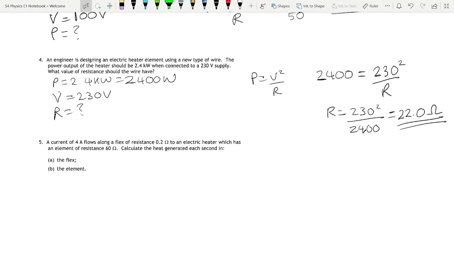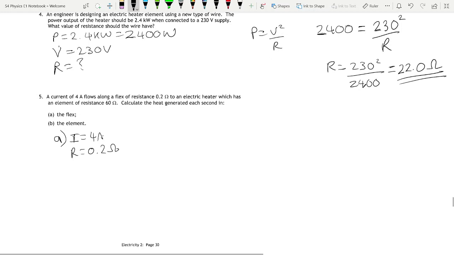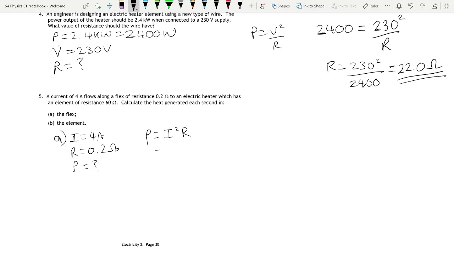But to do that, we need to know the power first of all. So for part A, the flex, we've got a current of 4 amps. The flex has a resistance of 0.2 ohms. And we want to know what the power is first of all. So we've got I, R, and P, so we're going to use the equation P equals I squared R. So 4 squared times by 0.2, which is 3.2 watts.